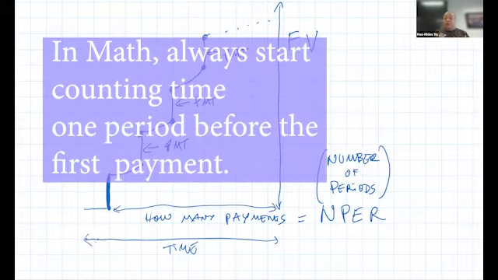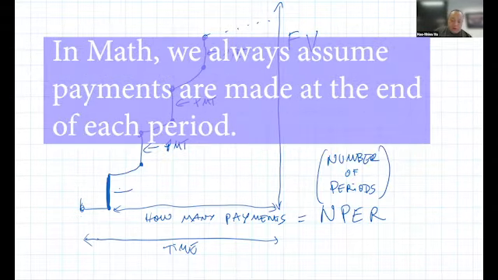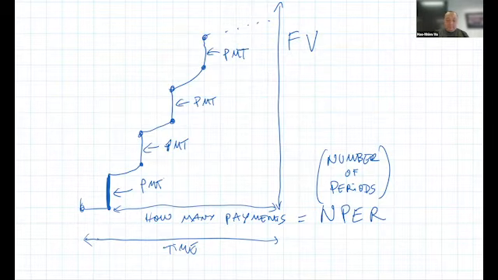So it's not like we change reality at all, but we just pretend that in terms of counting how many years, we started 1 month early. In math, we always pretend that the payments are made at the end of the first month. That just makes the math easy.